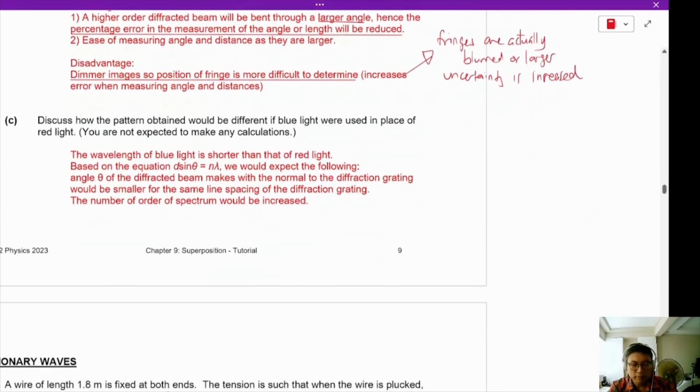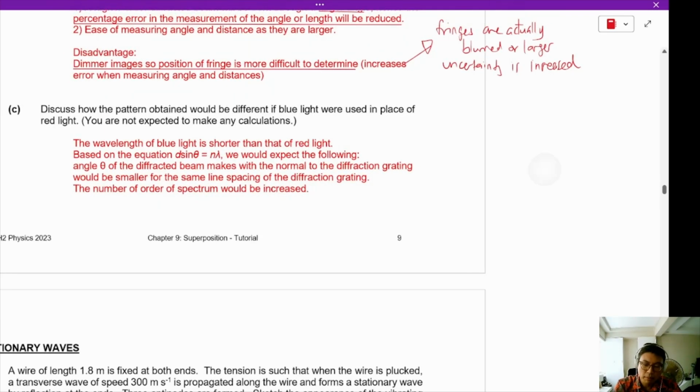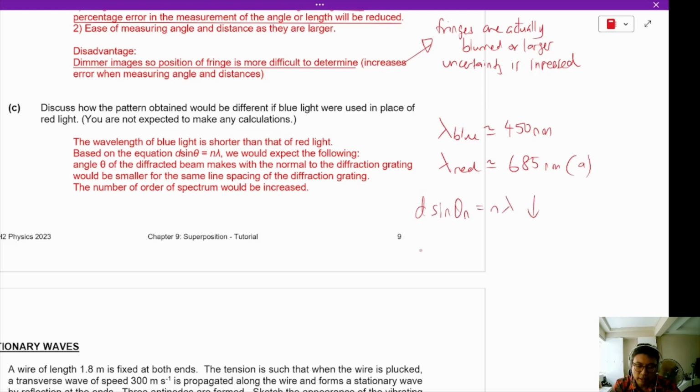Now discuss how the pattern obtained would be different if blue light were used in place of red light. Remember that blue light is around 450 nanometers, as compared to the red light, which is around 685 nanometers as found in part A. In the equation d sine theta n equals n lambda, if lambda decreases, then theta n also falls. So the angle of the diffracted beam from the normal of the diffraction grating would be smaller for the blue light.